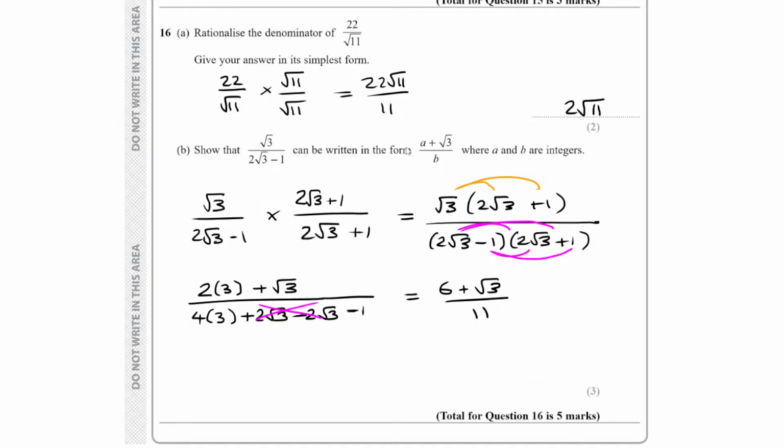Okay, so that's just rationalizing, but you have to know how to rationalize 2 different types of denominators, one that's got a single surd, one that's got 2 terms.